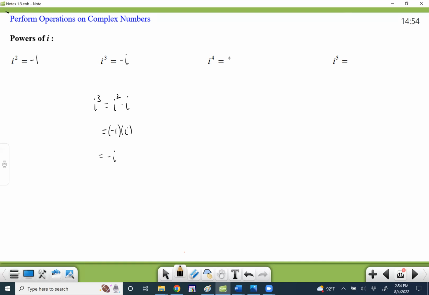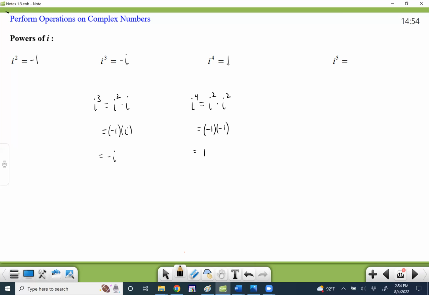i to the fourth, a good way to break i to the fourth down would be to think of i to the fourth as i squared times another i squared. You know i squared is negative 1, times negative 1 gets us positive 1. That's a nice result right there. We're going to use that nice result in a couple of problems in the future.